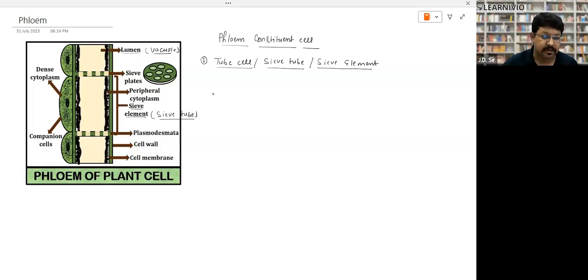This is peripheral cytoplasm. And one more important thing, there is no nucleus, right? I'll dictate all the things. So there is no nucleus. This is the only plant cell which is living and does not have a nucleus.